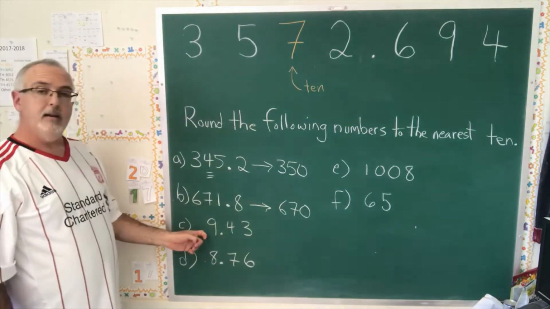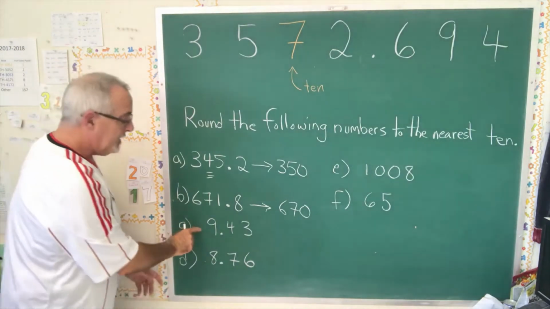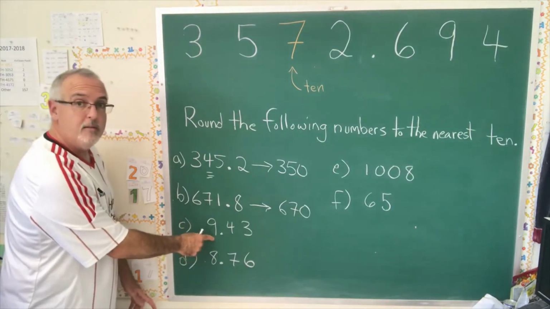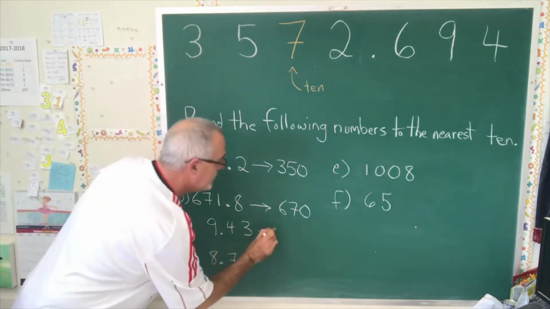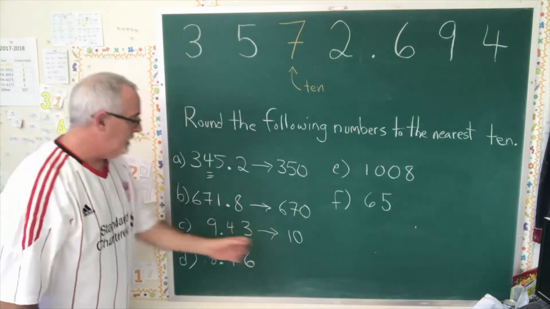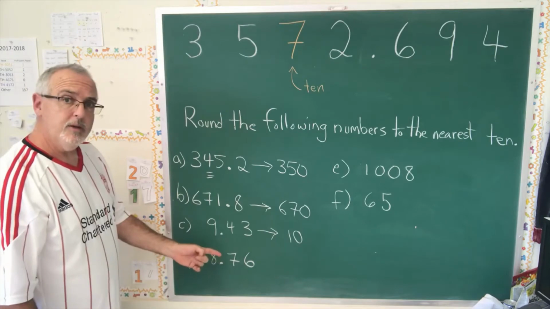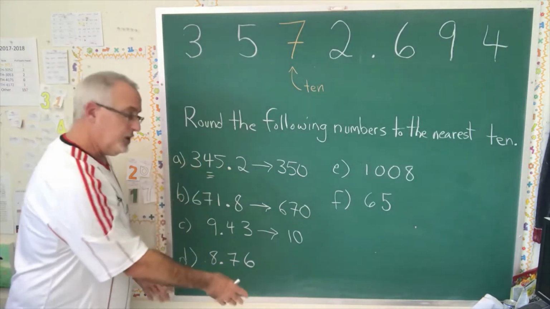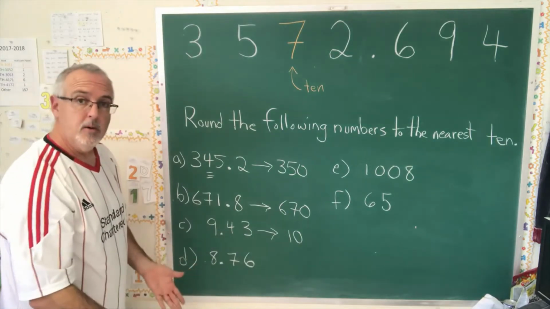9.43 doesn't have a number in the tens position, but the number in the unit position is a 9. It's greater than 4, therefore we're rounding up. This number rounds to 10. We have to put a 1 into the tens position to do this. This might look like a bit of a trick question, but if we use the same logic, 9.43 is closer to 10 than it is to 0.